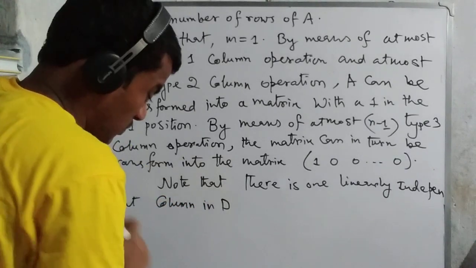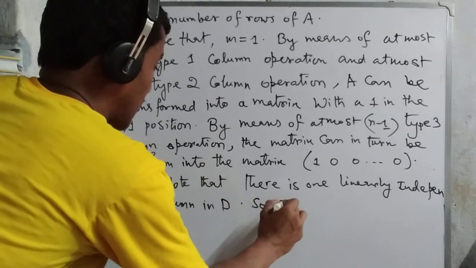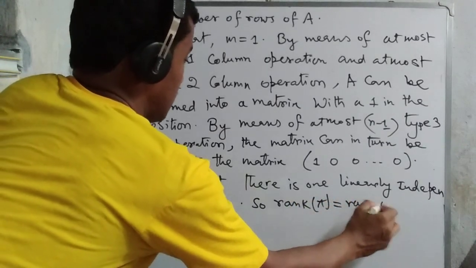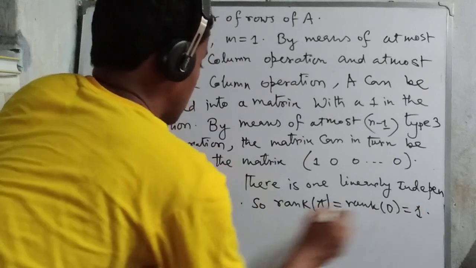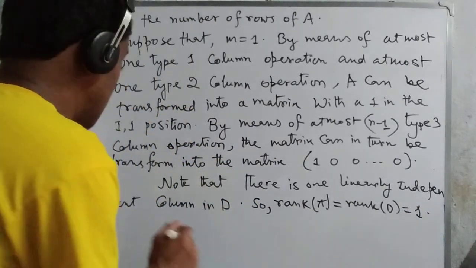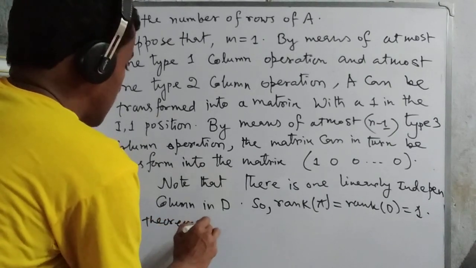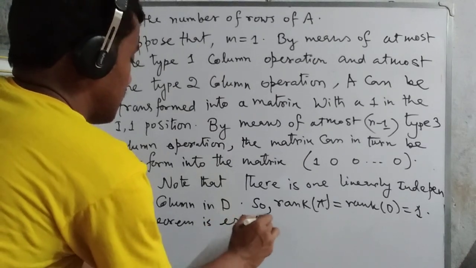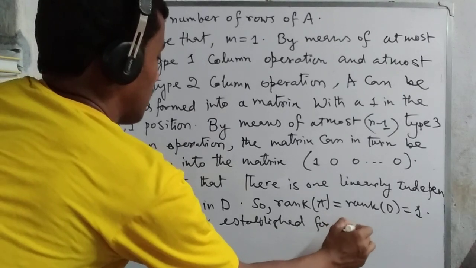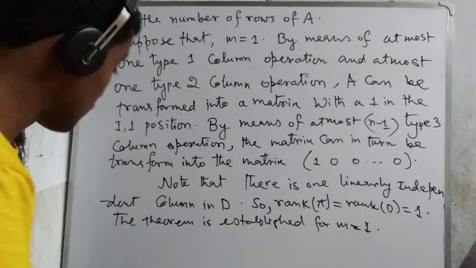In D. Okay, so rank of A equal to rank of D equal to 1. Understood? Then what happened? That means the theorem is established for m equal to 1. Understood? Not a problem at all.